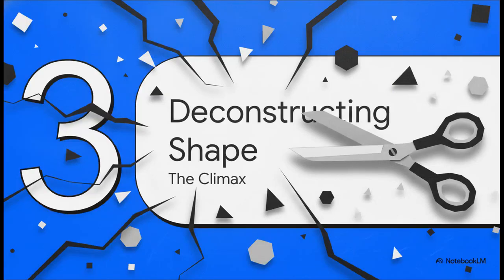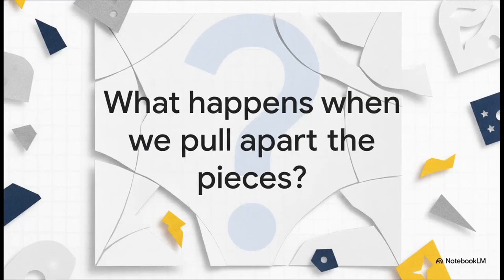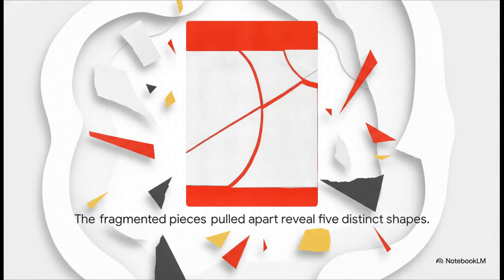Which brings us to step three, deconstructing the shape. Now, I want you to actively visualize this for a second. We've got those intersecting lines permanently drawn on the paper. If you were to take a pair of scissors and cut along every single one of those pencil marks, both the straight ones and the curved ones, and then pull the fragments away from each other, what exactly are you left with? Any guesses? Well, here's the reveal.